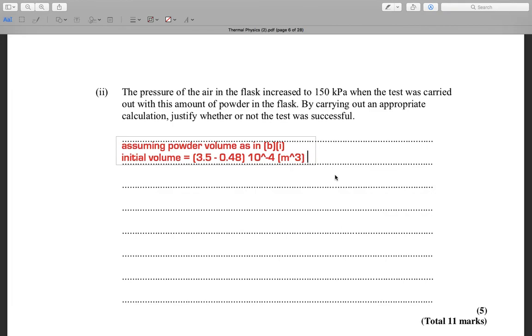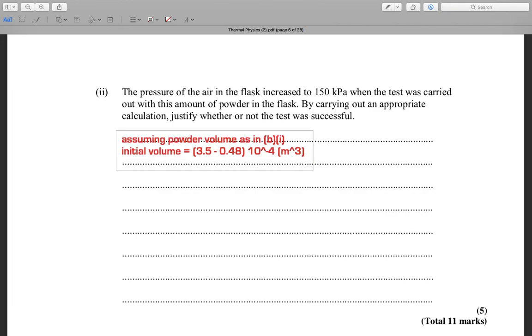So the final volume is 2.5 minus 0.48, the same, times 10 power minus 4, also in meter cubed.